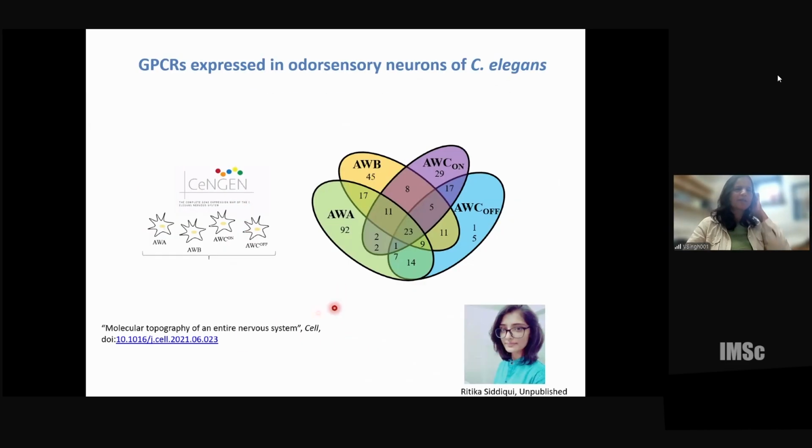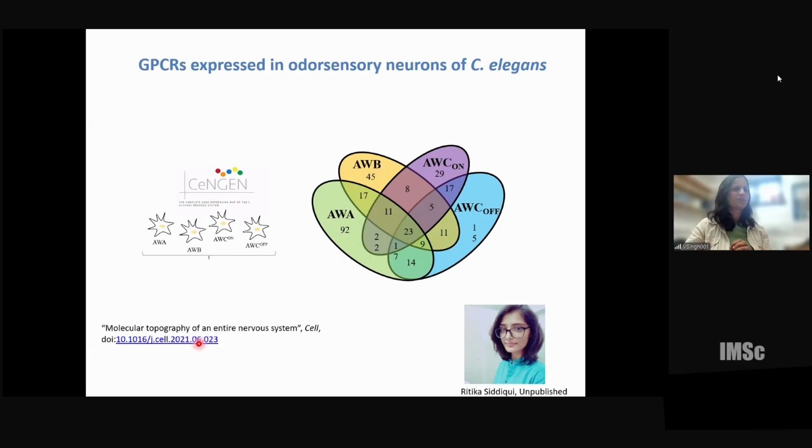So about 3-4 years ago, just when we were trying to get out of the pandemic and do some of the work, all the C. elegans individual neurons, all 302 of them, were sequenced individually, one at a time. And this data was made available to the entire community.